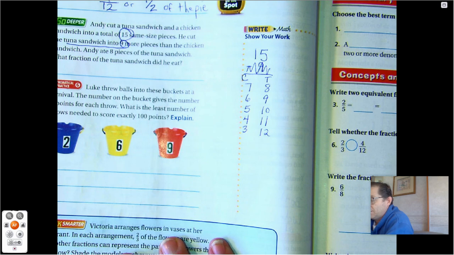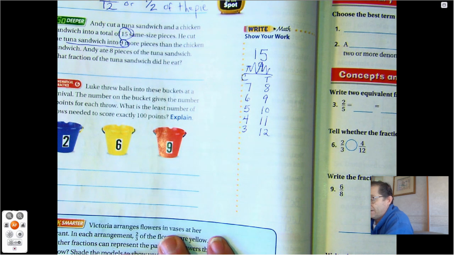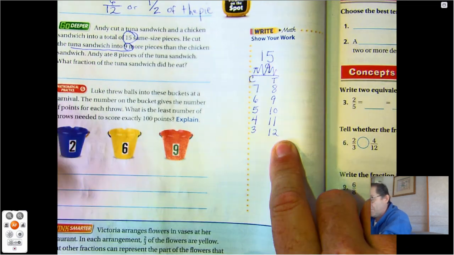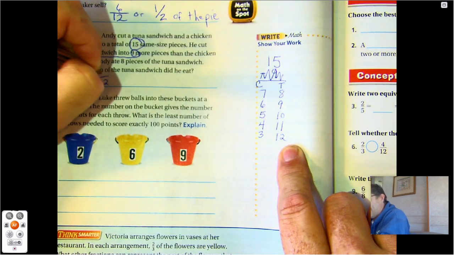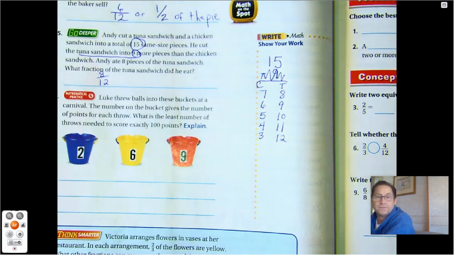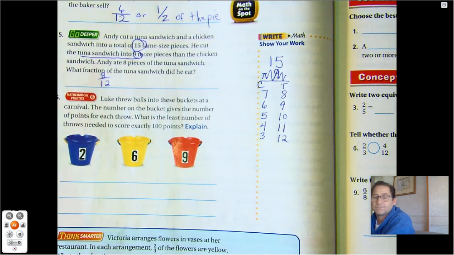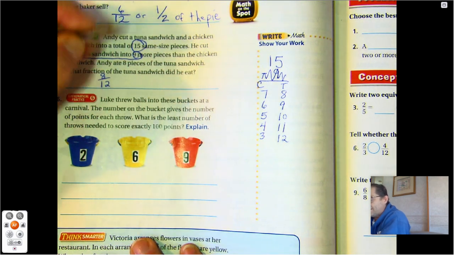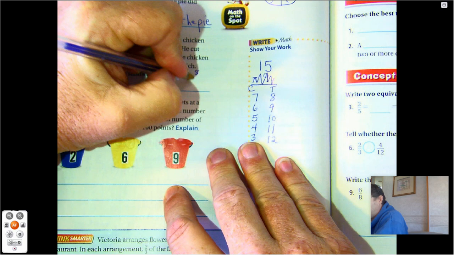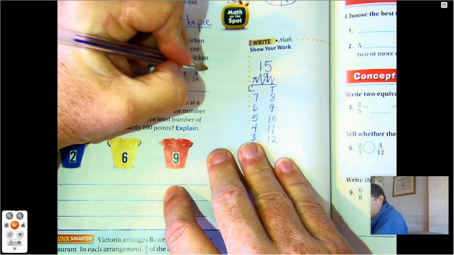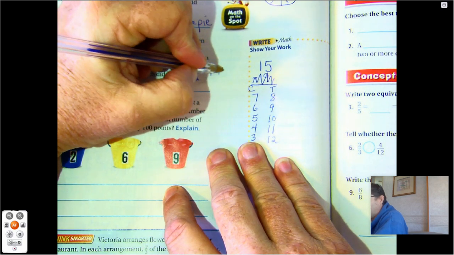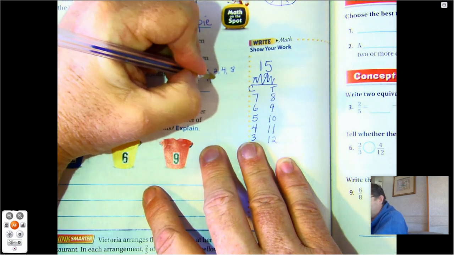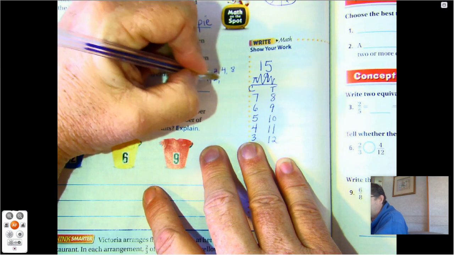So he cut the tuna fish sandwich into 12 pieces. He ate 8 out of the 12. Okay. What is a common factor for 8 and 12? Well, 8 is 1, 2, 4, 8. And 12 is 1 times 12, 2 times 6, and 3 times 4.